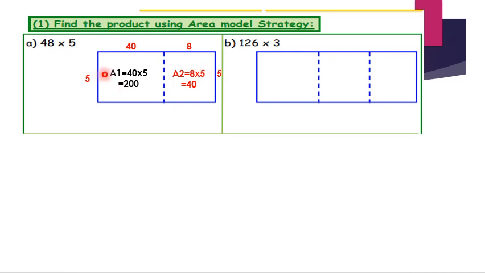40. Now I have area 1 and area 2. How can I get the area total? Excellent. Area 1 plus area 2. So 200 plus 40 equals 240.